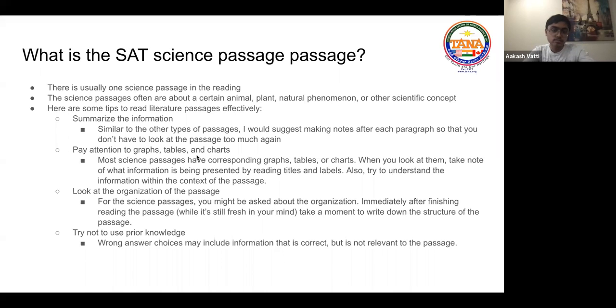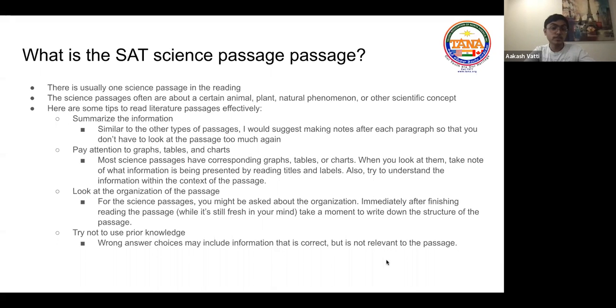Summarize information. Similar to other types of passages, I was making notes after each paragraph, so you don't have to look at the passage too much again. Pay attention to the graphs, tables, and charts. Science passages usually have a corresponding graph, table, or chart at the end of it, and they usually relate to what's said in the passage itself. Just take note of what's being presented, and try to understand that information in the context of the passage. Say the passage is about penguin populations and the graph is about the rise in penguin population over the years. Just think of the graph as something that's related to whatever you just read.